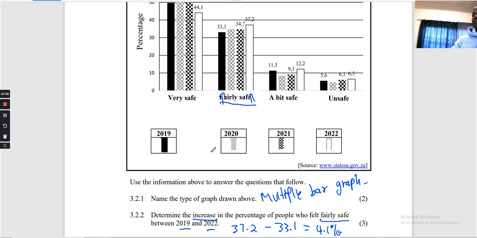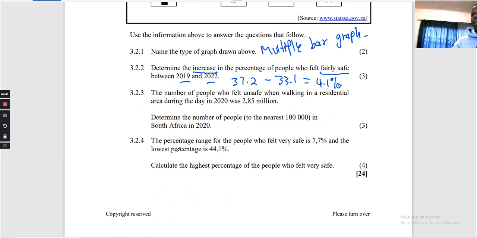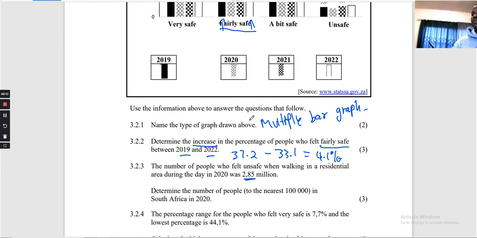Okay, let's move to the next one. The next one says the number of people who felt unsafe when walking in the residential area during the day in 2020 was 2.85 million. Determine the number of people to the nearest 100,000 in South Africa in 2020. So when you go to 2020, we need to know what percent of people felt unsafe.